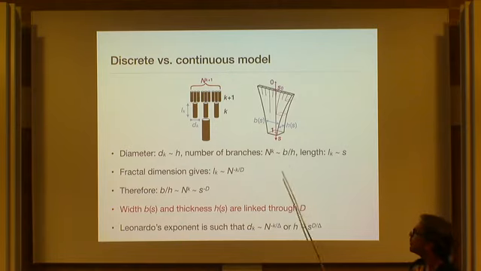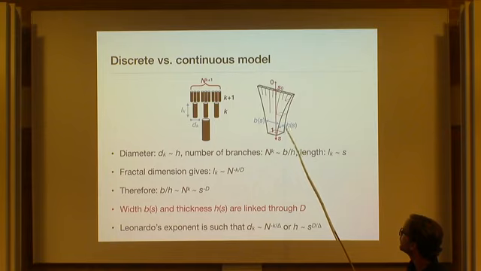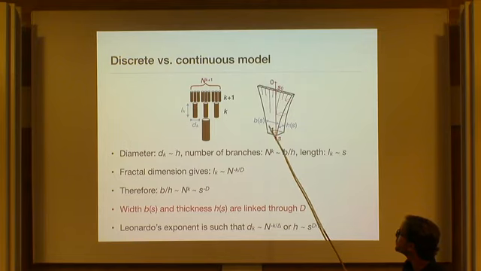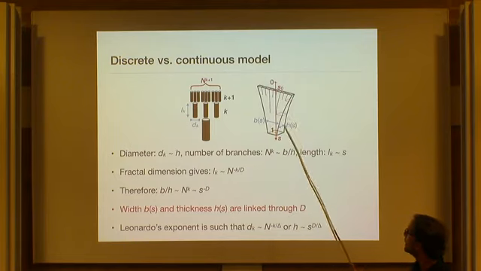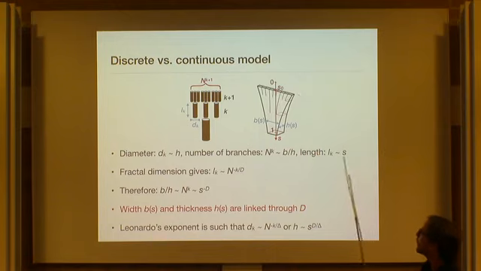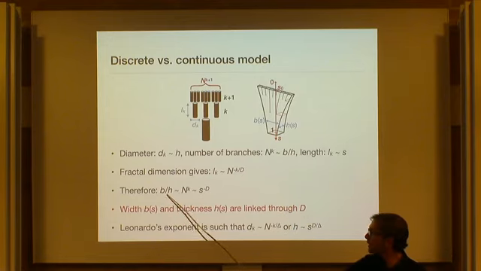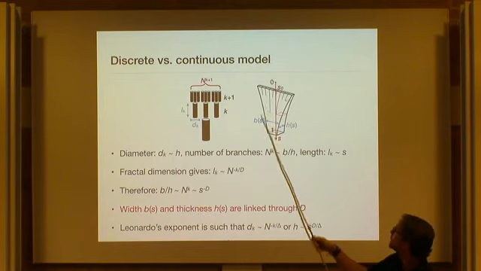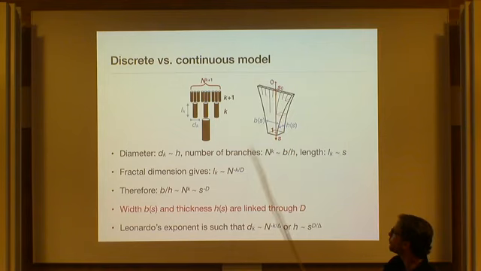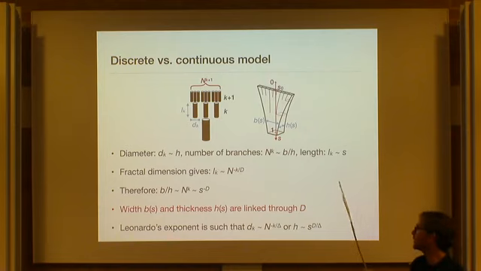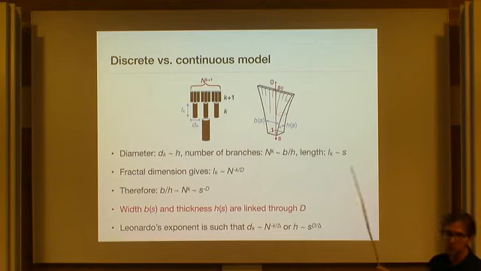So there is a parallel here. I can go a little faster, but you understood the principle. Here it's the diameter. Here it's the diameter times the number of branches. So there is a parallel between this discrete system and this continuous system. The fractal dimension actually gives you this formula, that the ratio between the thickness and the width is related to S, the distance from the top, and it's related to a fractal dimension. So the question is, what is H, or what is the Leonardo exponent such that it is optimal?